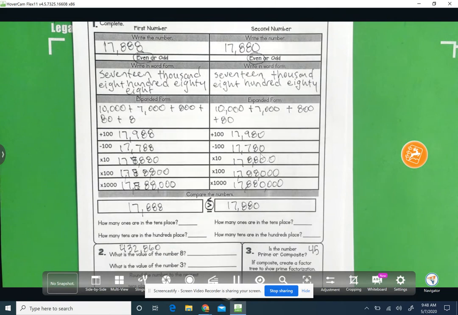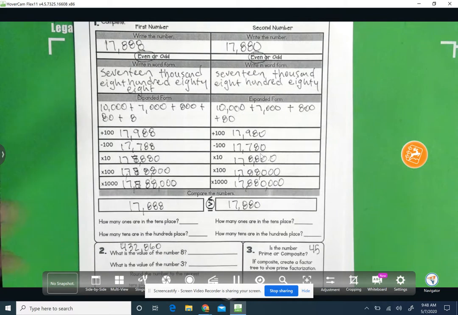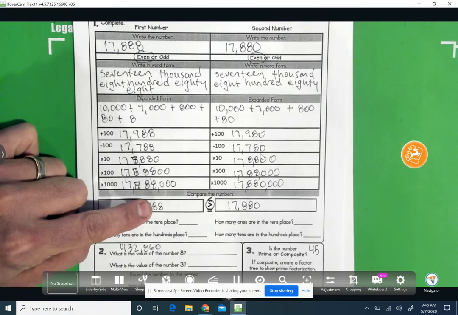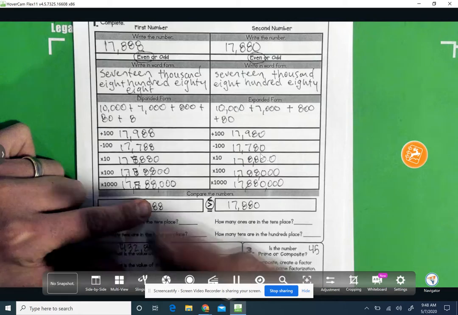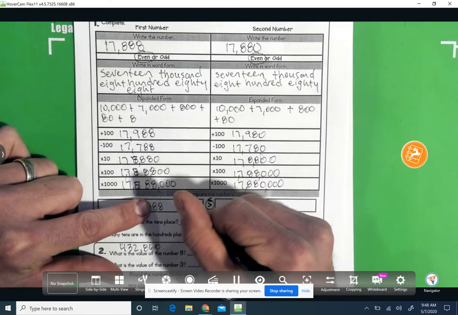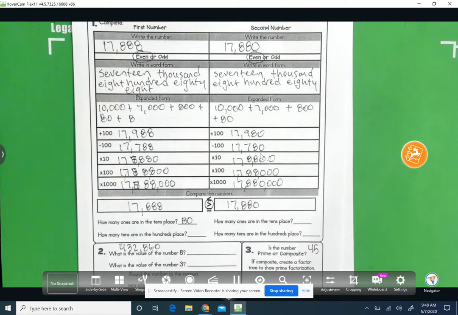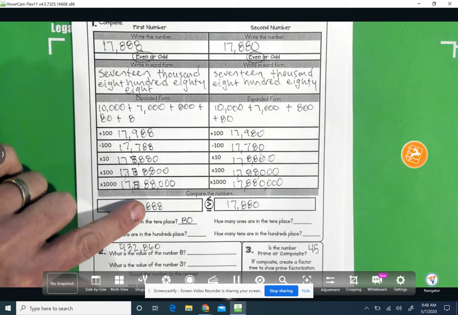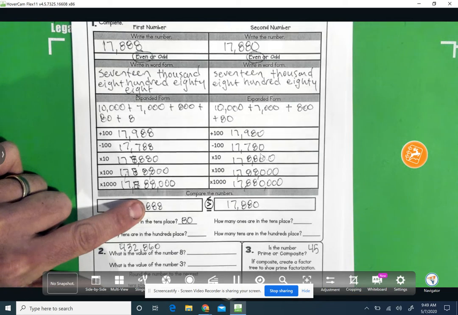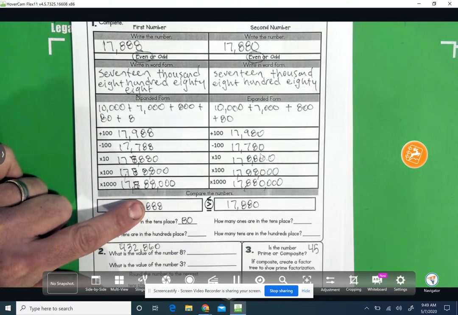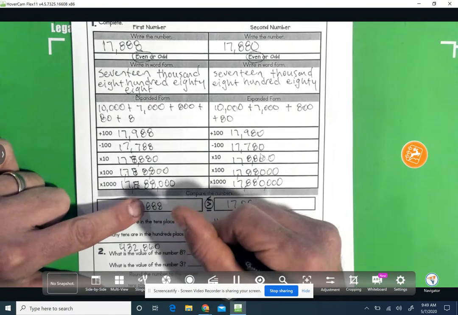17,880. How many ones are in the tens place of 17,888? Well, we have an 8 in the tens place. That makes it 80. How many ones does it take to make 80? Well, 80 ones. How many tens are in the hundreds place? Well, we have an 8. The value of the 8 there is 800. How many tens? 10 times what equals 800? And that's 80.